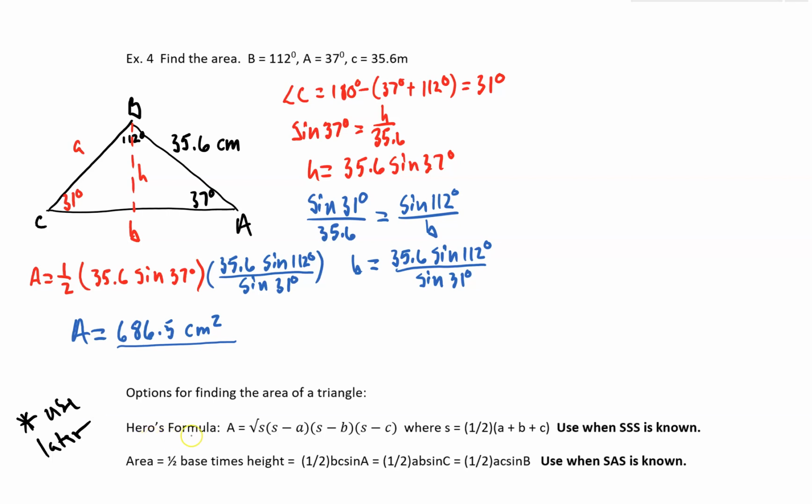Also, under Hero's formula, this says square root. It means square root of all of this. So you need to extend that on your formula sheet. And then it says where S is this thing. You're going to take all the side lengths, add them together, and then take half of that. Like I said, these will come in handy a little bit later. Right now, focus on the other one.